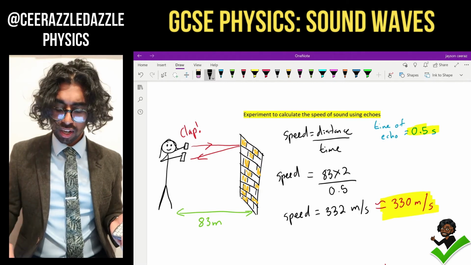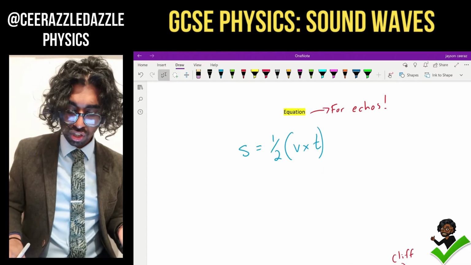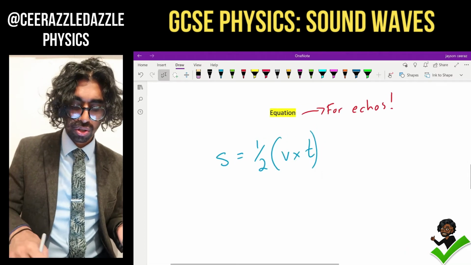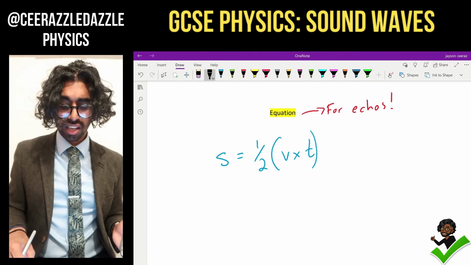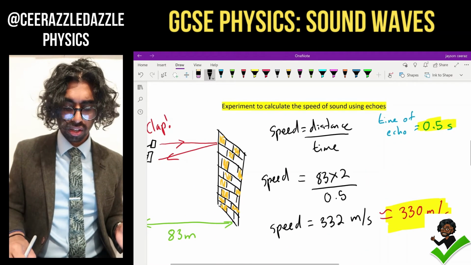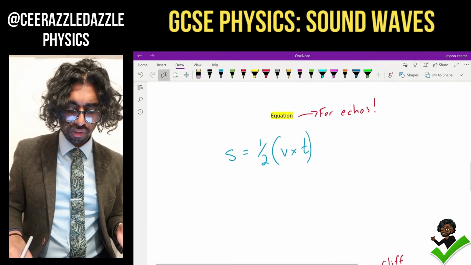Good stuff. Right, let's test our understanding. Well, before that, let's look at an equation. So in your GCSE book, you may see the following equation, and you might think, where on earth does this come from? This is exactly the same as this problem here. Just exactly the same. But make sure you understand what the variables stand for.